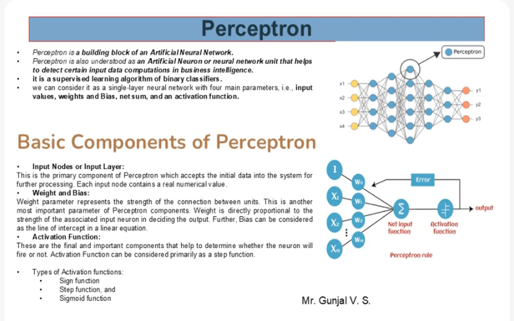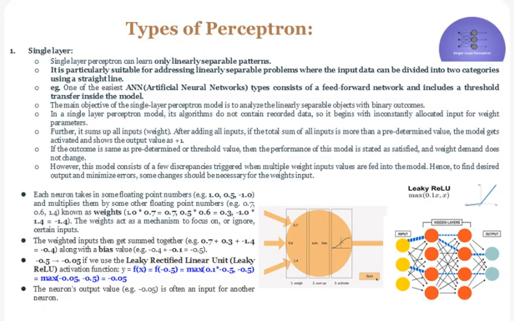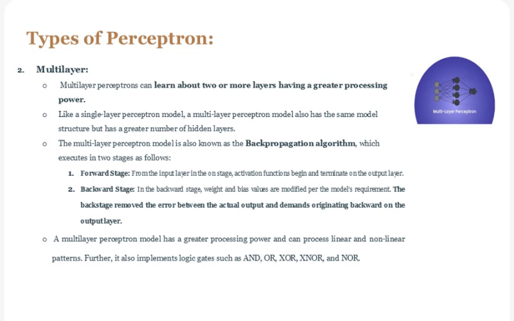The perceptron is a fundamental building block of neural networks. It is an algorithm used for supervised learning of binary classifiers and forms the basis for more complex neural networks. Single-layer perceptrons are the simplest form of neural networks, capable of learning only linearly separable patterns. They are useful for basic classification tasks. Multi-layer perceptrons, on the other hand, can learn more complex patterns by using multiple layers of neurons. This allows them to solve more intricate problems.